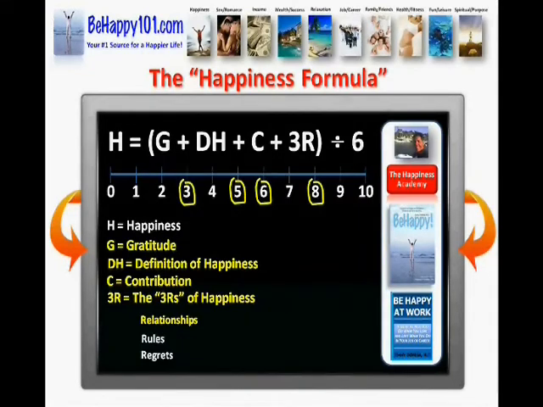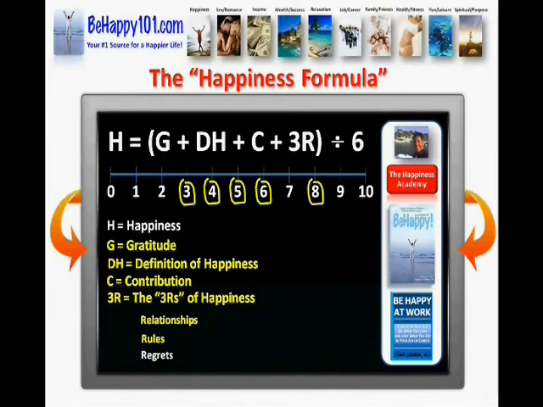Now, rules. This is a little more difficult. We'll get into this later. Everybody has rules. Let's say you do have quite a few rules, and they're causing conflict with the rules of other people, so you give yourself a 4 in this area.